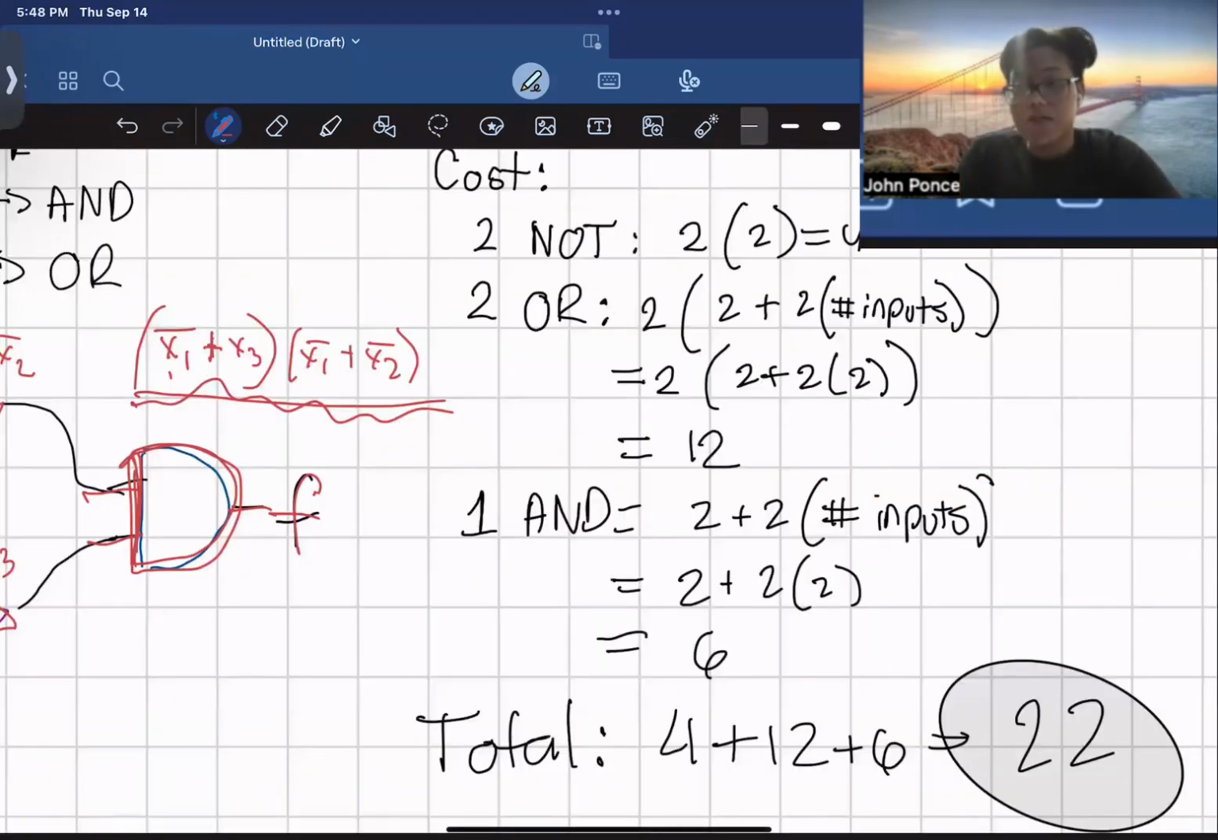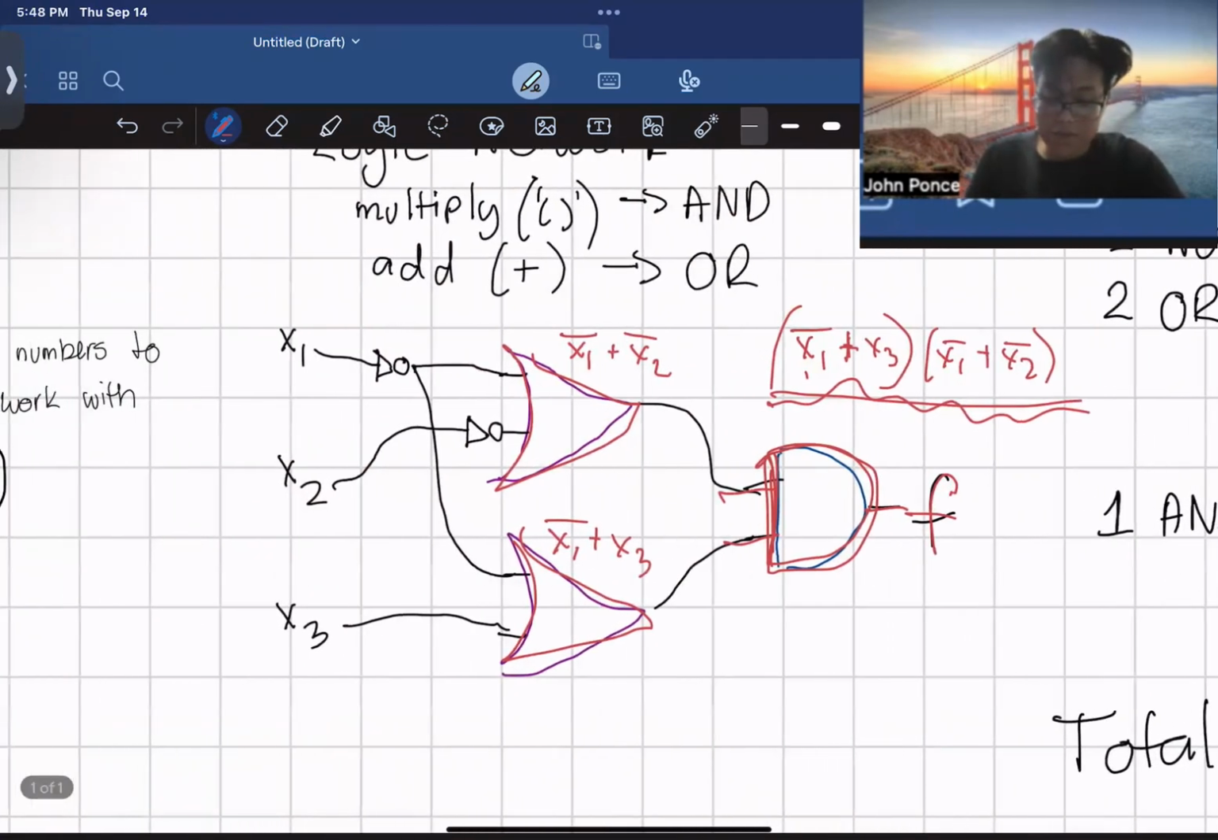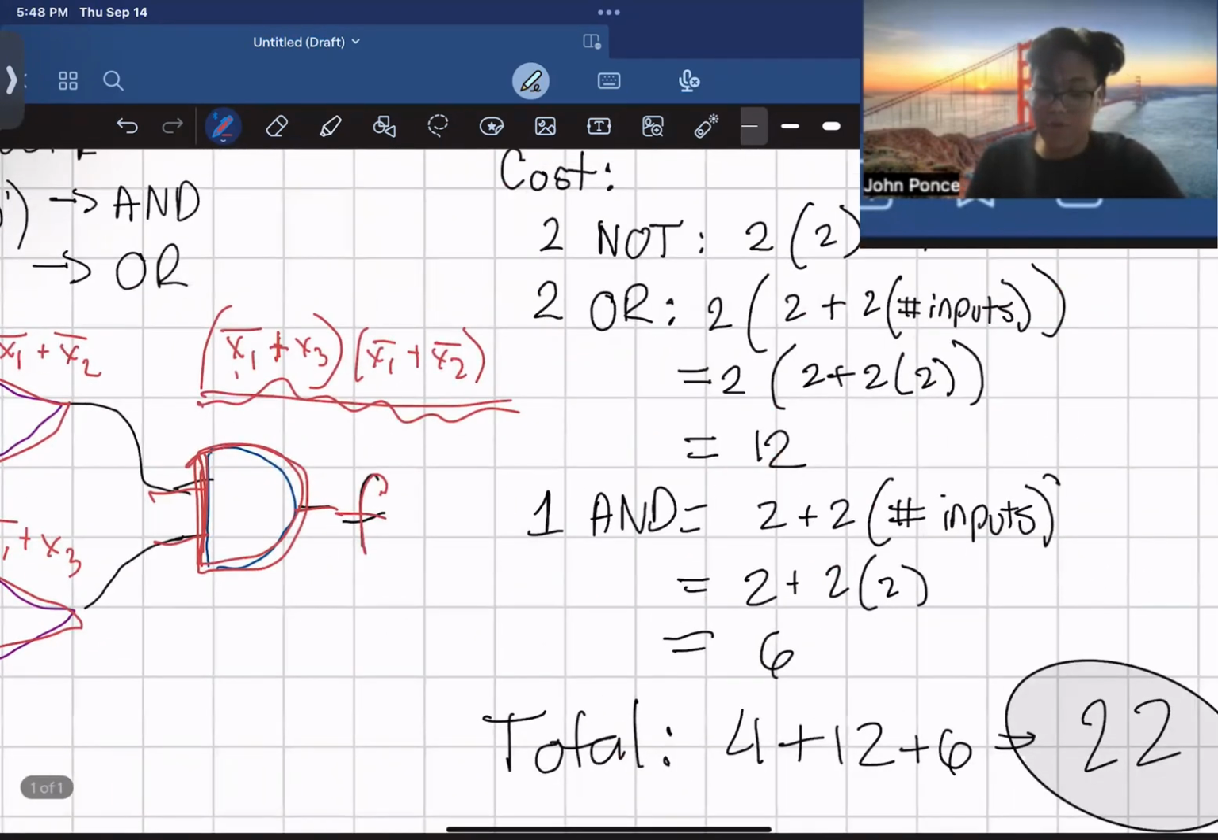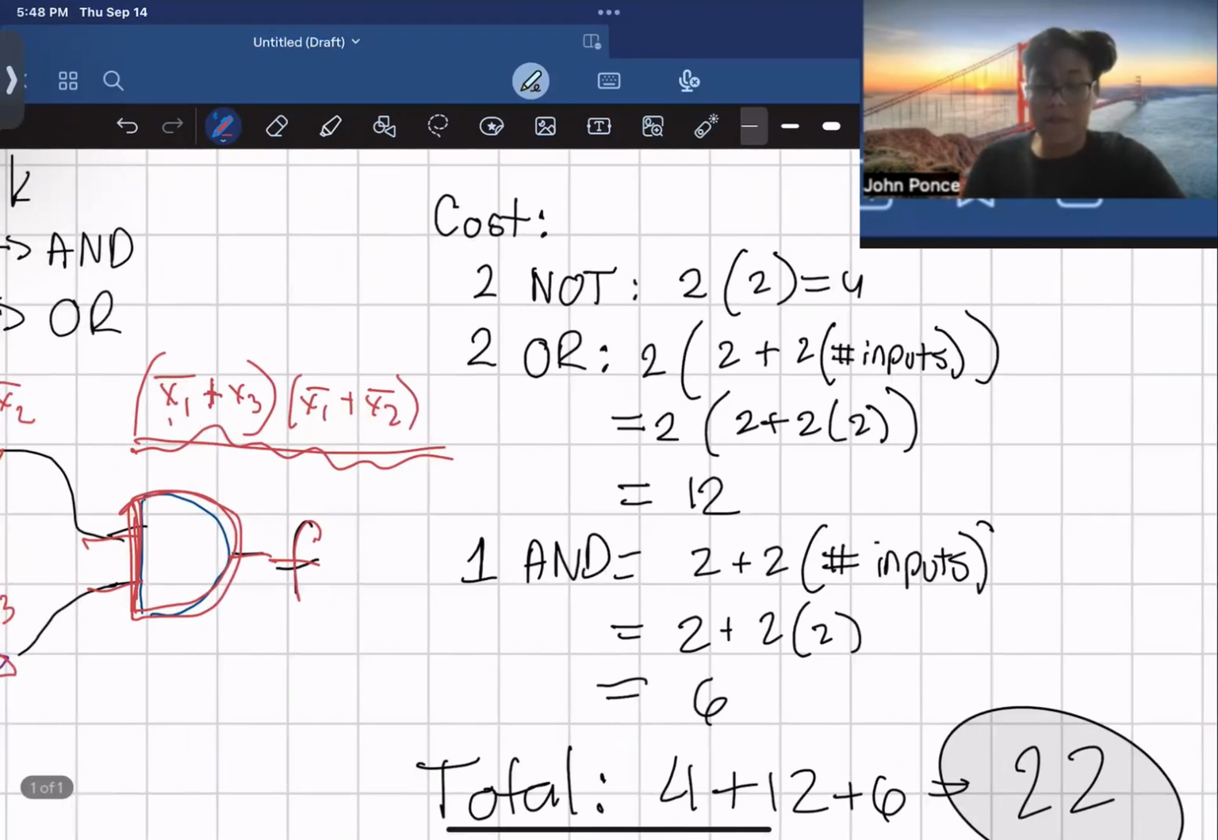Now, to find the total cost of this logic network, we just have to find how many NOT gates, OR gates, and AND gates are being used. There are two NOT gates being used here, on x1 and x2, so we use the equation 2 times 2 equals 4. There are also two OR gates being used, and we get a cost of 12. We use the formula 2 plus 2 times the number of inputs, and the number of inputs is 2, which equals 12. Same with the AND gate, we use the same formula. Since there's only one gate, we just do the original formula, which equals 6.